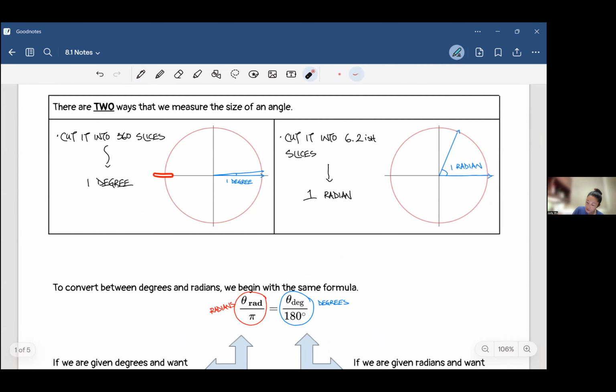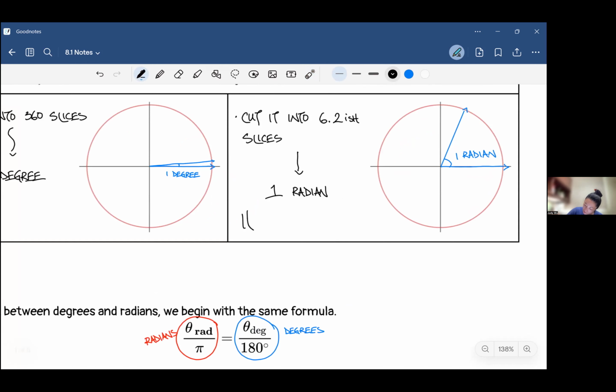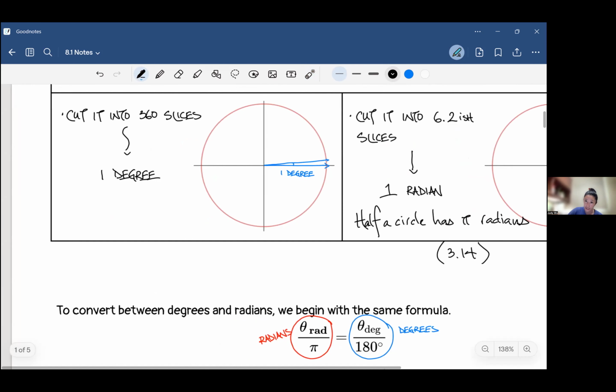There's 180 degrees in a half a circle. I think we know that. But maybe what we never knew is that in this same half circle, we actually have 3.14 radians. In other words, we have pi radians, okay? So let's add that note to ourselves, that half a circle has pi radians. And that just means it's about 3.14 of these slices.